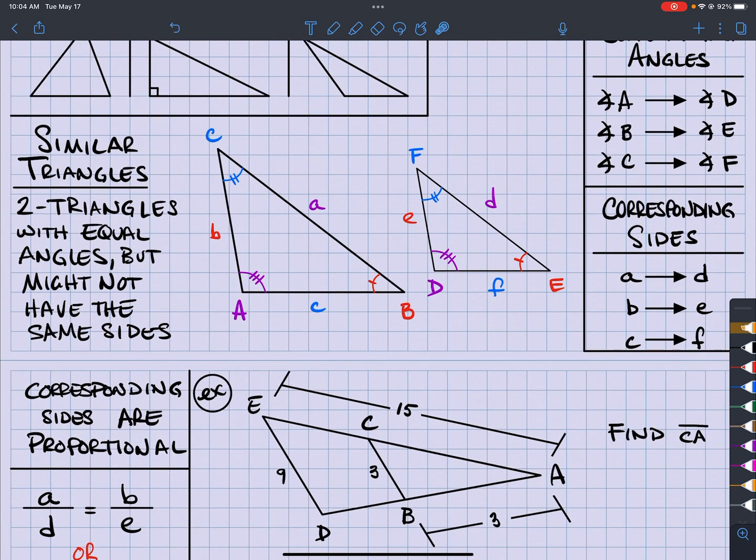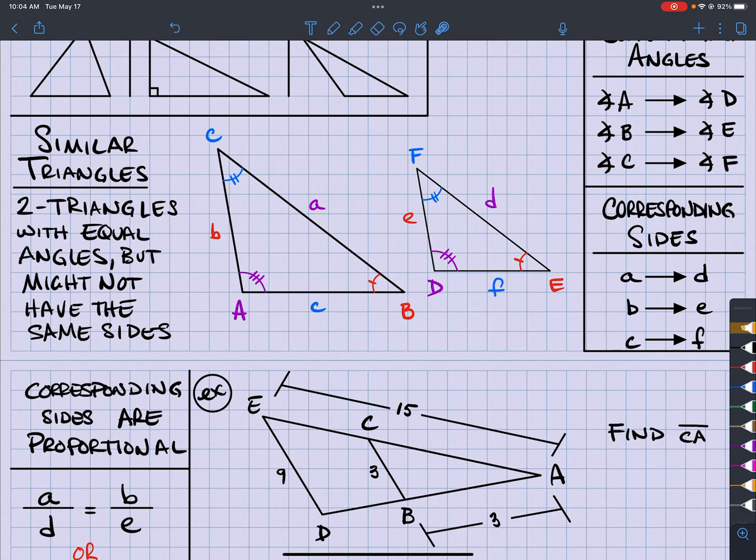B is with E, which makes sense. C is with F. I even marked them with different colors as well. And corresponding sides, same thing. You see B and E, you see A and D, you see C and F.